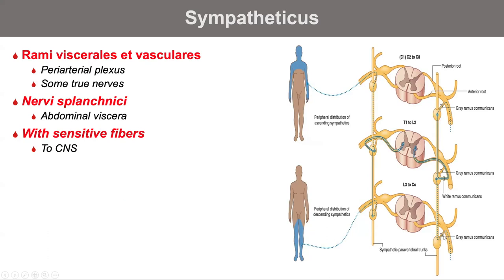And then via the gray communicating branch, we said that the gray communicating branches are in all spinal nerves. They are connected with all spinal nerves. Only the white communicating branch has a restricted and limited place at the level of T1 till L2. So in this case, the distribution of the sympathetic innervation for the upper trunk and the lower trunk will be happening.